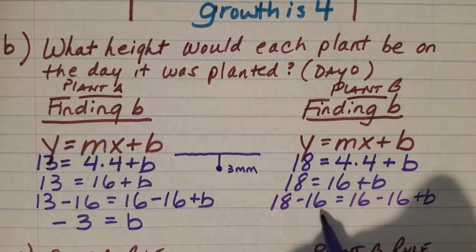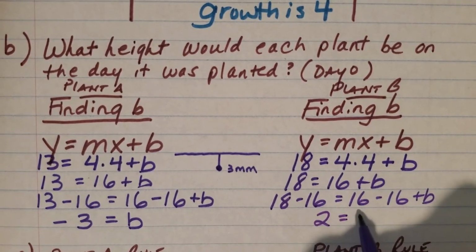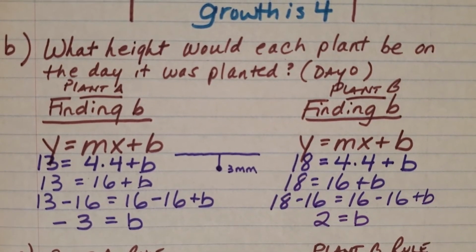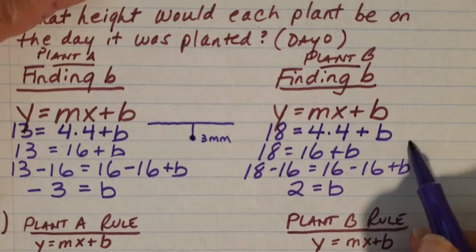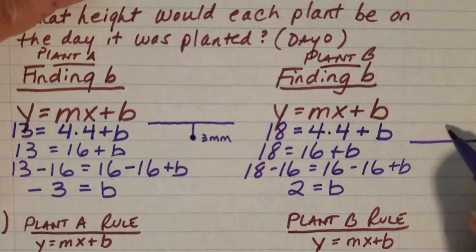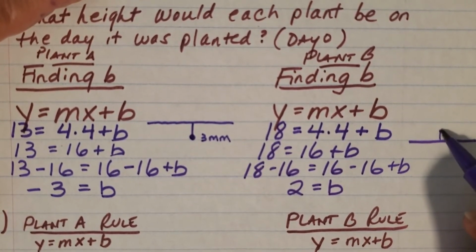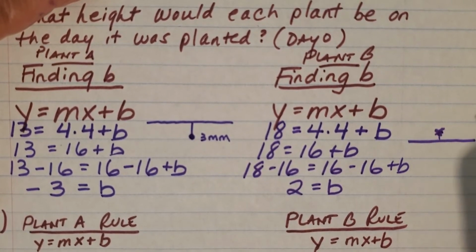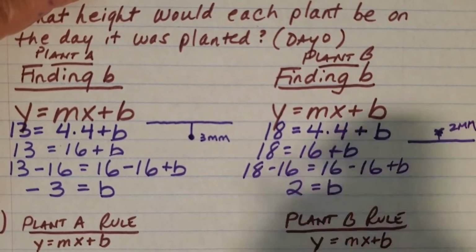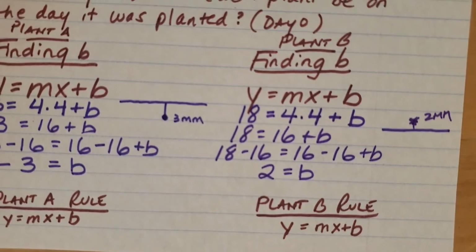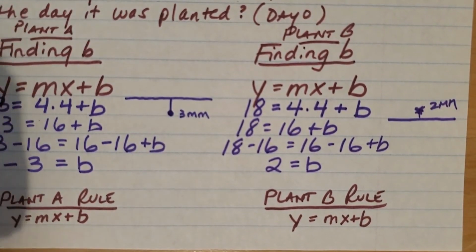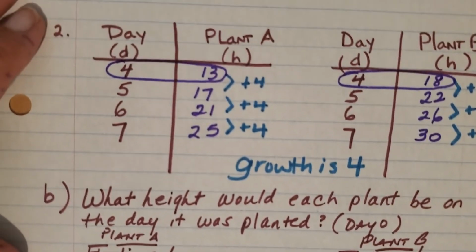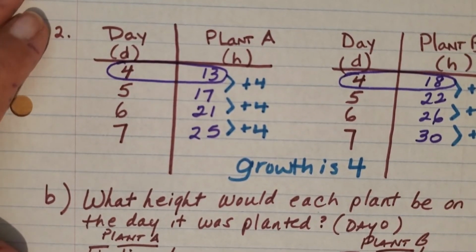So with my plant B, it looks like it was 2 millimeters when I planted it. So if I'm thinking about it, that's my ground. It was like a little plant already. It was 2 millimeters above ground. So that's how I found the B or the Y intercept instead of having to extend my table.